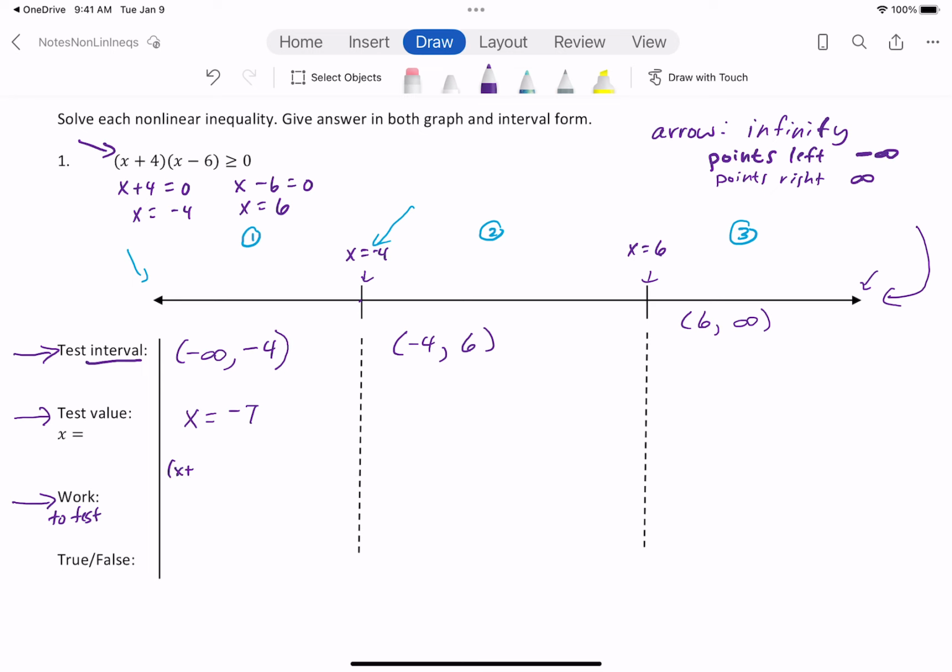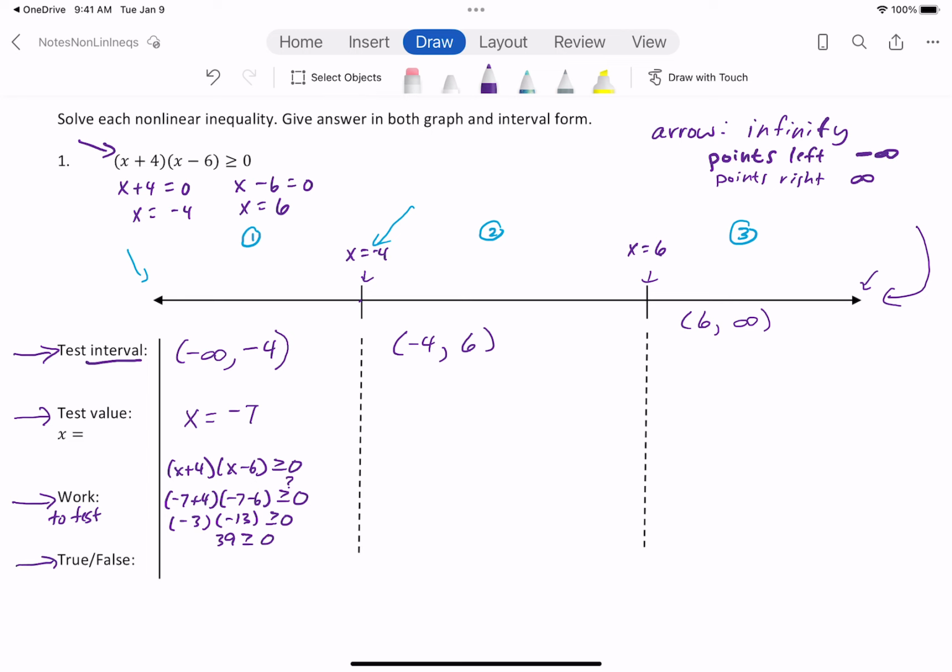So my inequality is (x + 4)(x - 6) ≥ 0. I'm going to substitute negative 7 for both of these x's, and we're just going to see if this is true or not. So negative 7 plus 4 is negative 3. Negative 7 minus 6 is negative 13. And if we multiply negative 3 times negative 13, we get 39 bigger than or equal to 0.